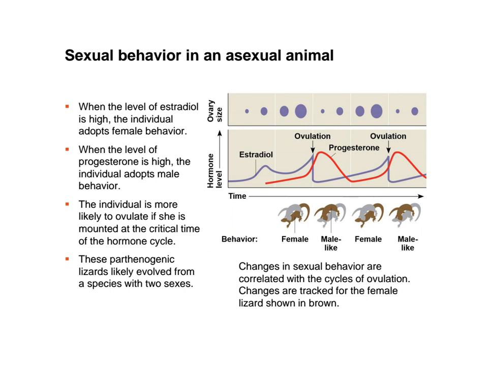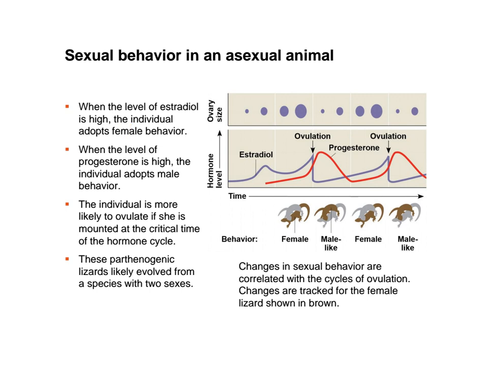To understand this phenomenon better, scientists looked at the levels of sexual hormones within the species of asexual lizard. They found that when the level of estradiol is high, the individual adopts female behavior. Recall, there are a number of different hormones that are related to female reproduction and development. Estradiol is the main estrogen hormone.